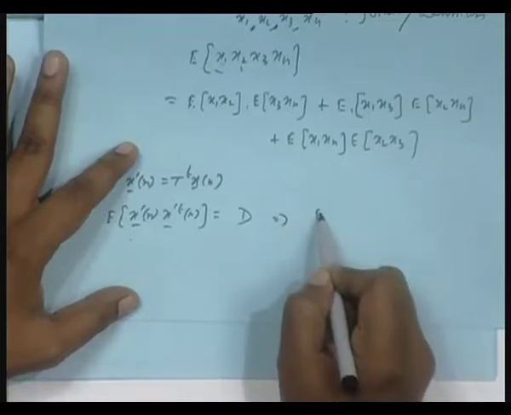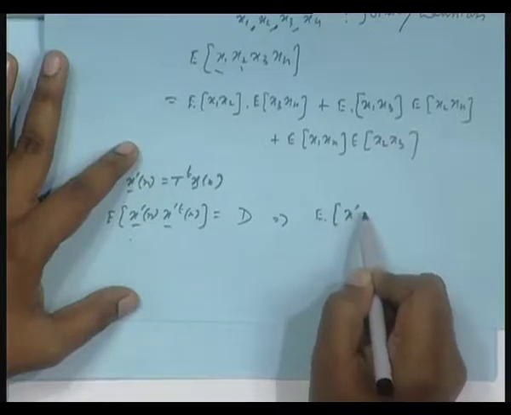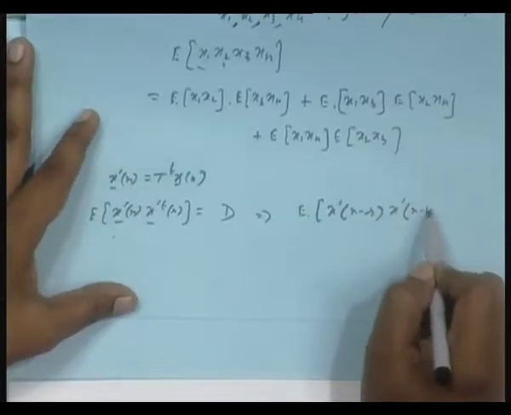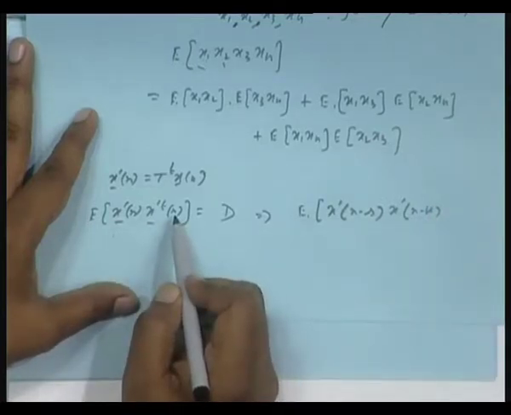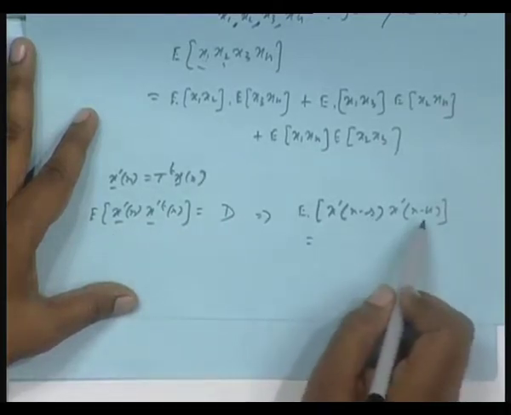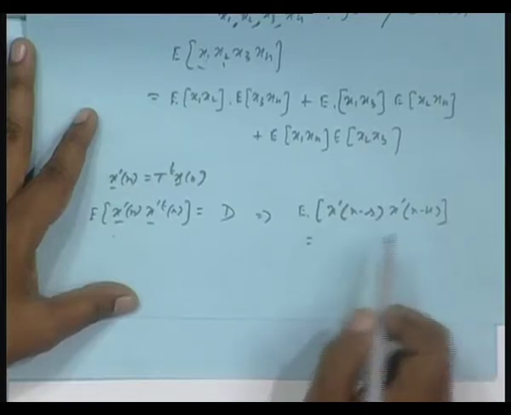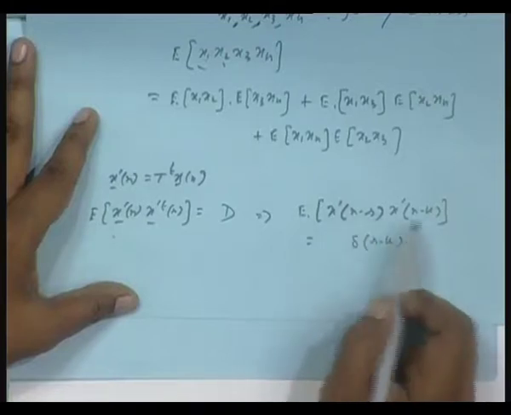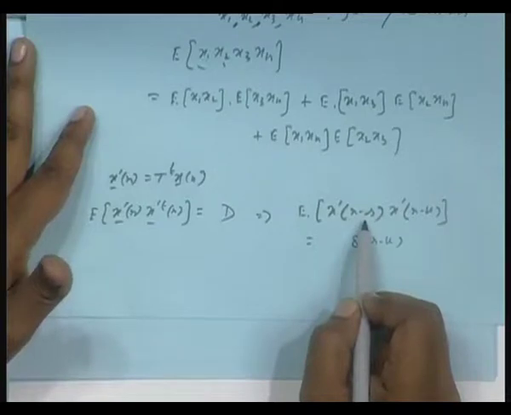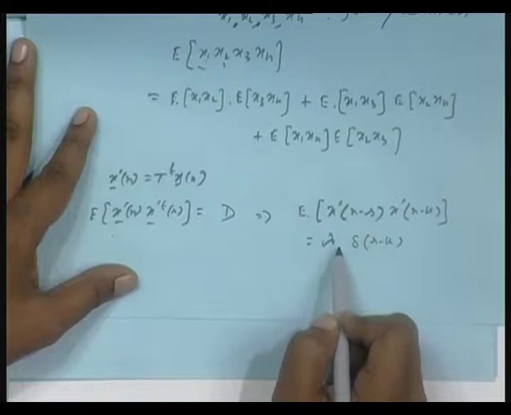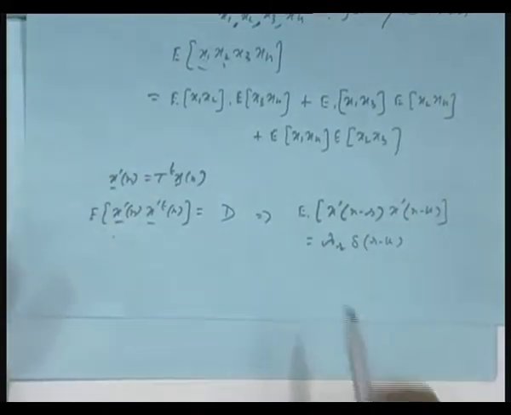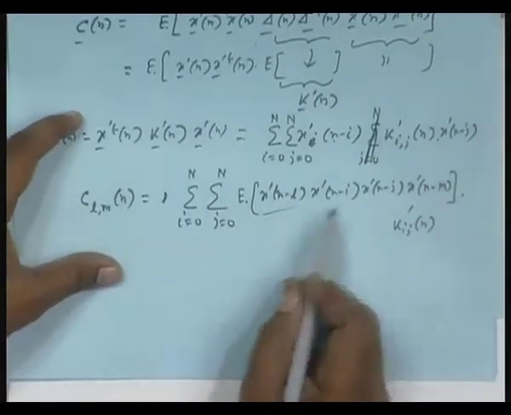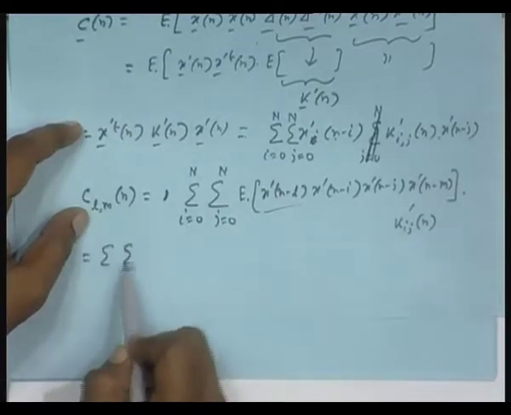Each element has some variance given by the eigenvalues. So if I take E of any rth element, x prime n minus r, and any kth element, x prime n minus k, it will have some value only if r and k are the same, otherwise 0. So there will be a delta r minus k, and when r equals k it should be the variance, given by lambda r, or lambda k, both are the same. Lambdas are positive and real. Please remember this, as it will help us in this analysis very much. I have only those cross terms, so the outer sum remains as it is.